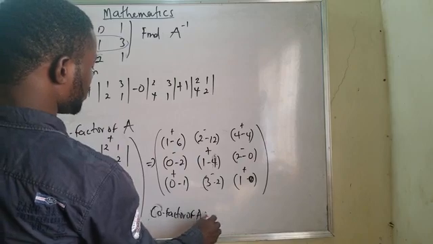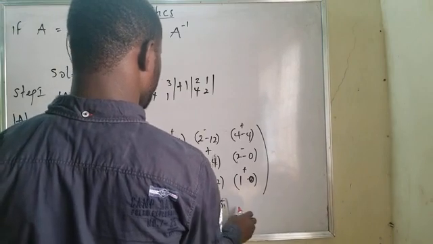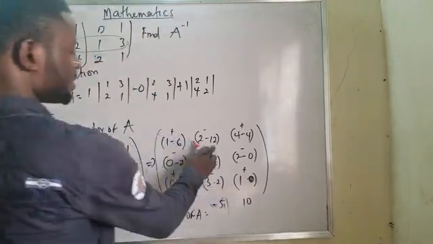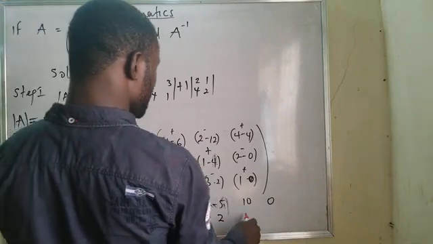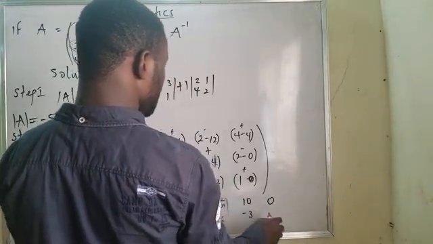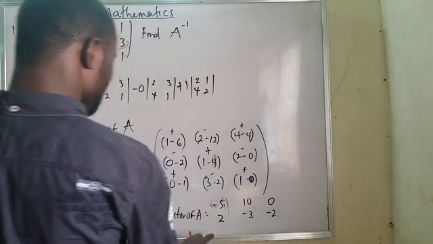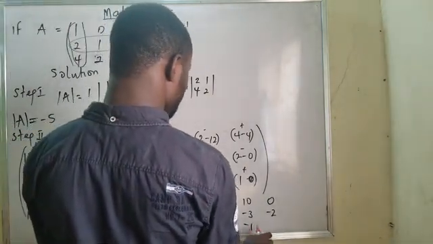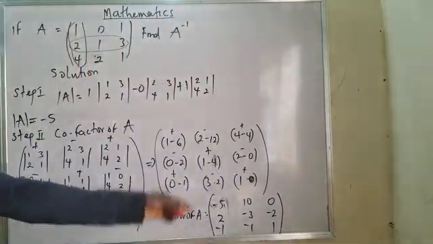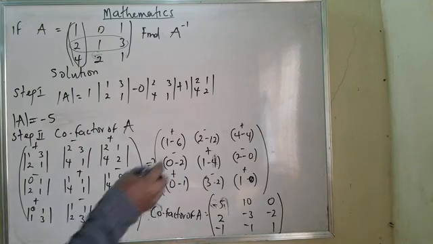of A will be equal to minus 5, plus 10, minus 10, and minus 7 will be plus, that will be 0 and 2 and minus 3 and minus 2, which is 2 minus 2, and the last one will now be minus 1 and minus 1 and 1. That means this is my cofactor. Please help me to manage the board. That is the cofactor. Now I will transpose this.